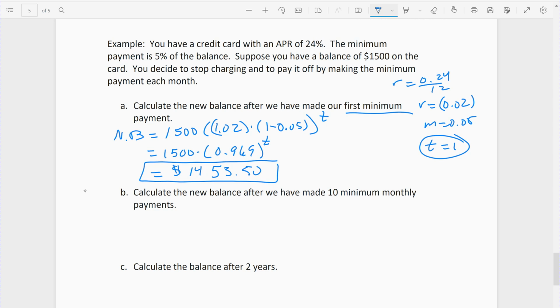All right, calculate the new balance if we've made 10. So for 10 months, a little less than a year, we made the minimum payment. How much do we still owe? And so this time T is 10. So use the same formula.